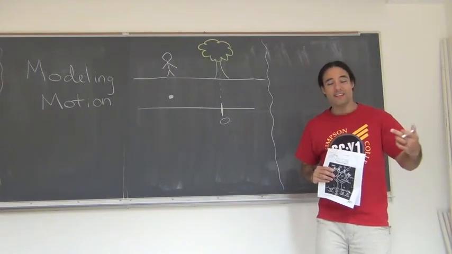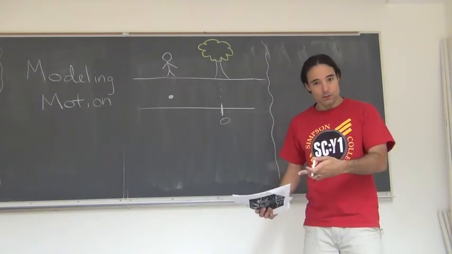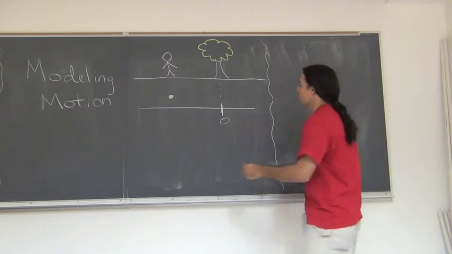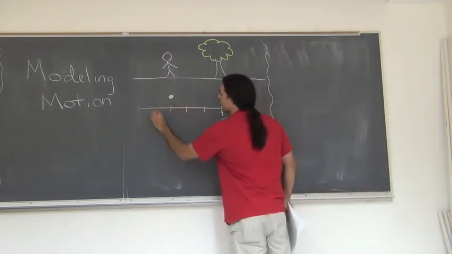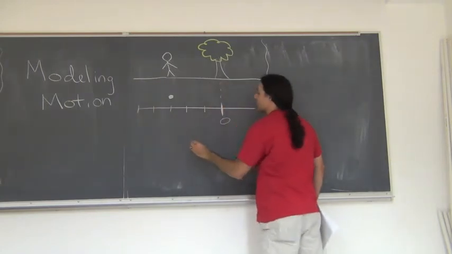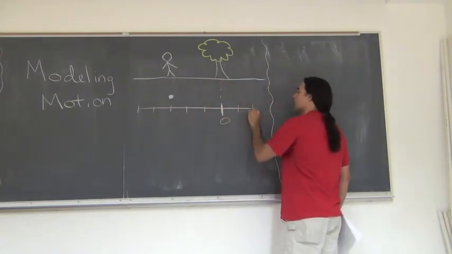Now, we also need to define some measuring stick. Usually we do that in terms of meters. So let's say we go back. Let's say that's 1 meter, 2 meters, 3 meters, 4 meters, 5 meters. And I can go on the other side too.